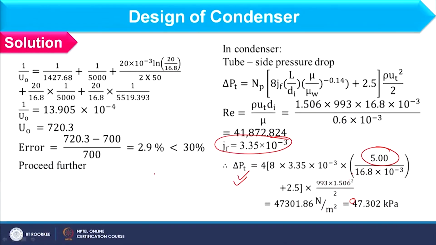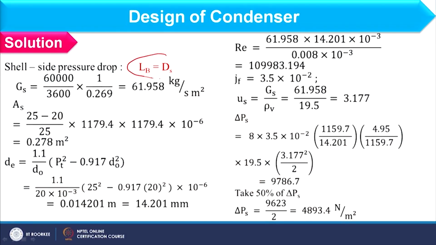And here we are considering the velocity which is within the operating range, and so delta Pt value you can obtain as 47,301.86 Newton per meter square or 47.302 kilopascal, right. So, in this way we can find out tube side pressure drop, and now we will see the shell side pressure drop.